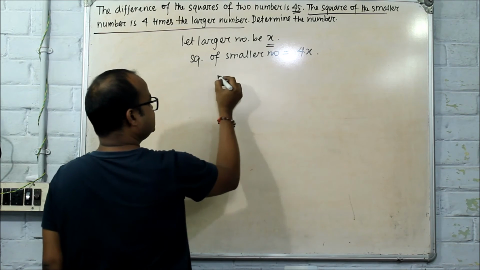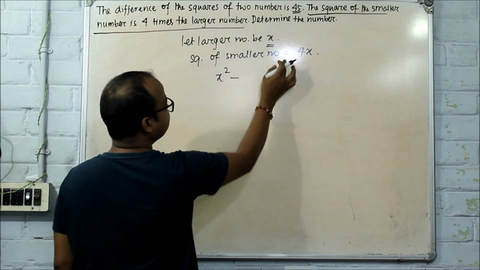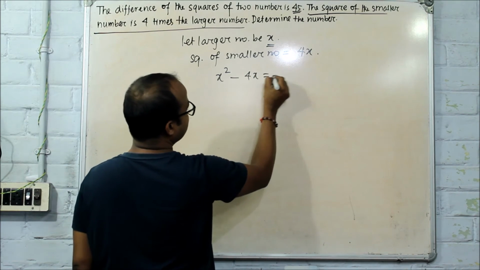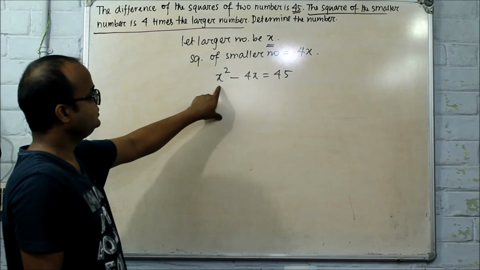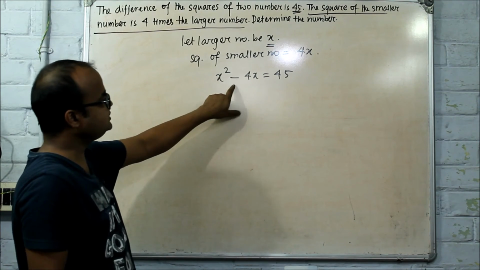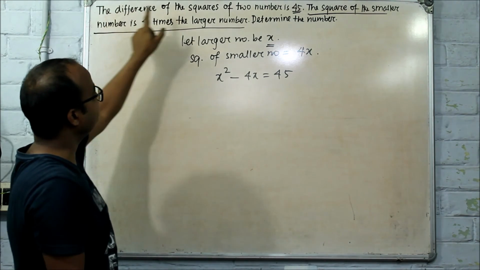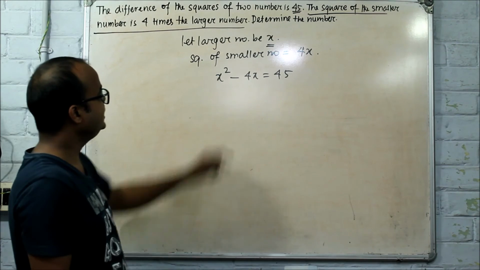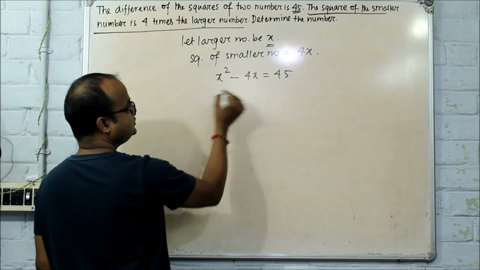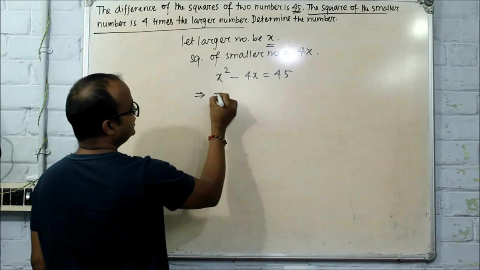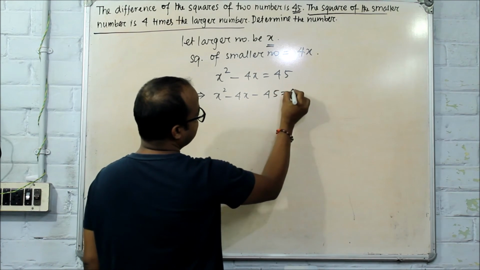The larger number is x, so its square is x square, minus the square of the smaller number, that is 4x, is equal to 45. X square, the larger number's square, minus the smaller number's square is equal to 45. This is the first line of the problem: the difference of the squares of two numbers is 45. The square of the smaller number is given as 4x, so we form the equation. Now x square minus 4x minus 45 is equal to 0.